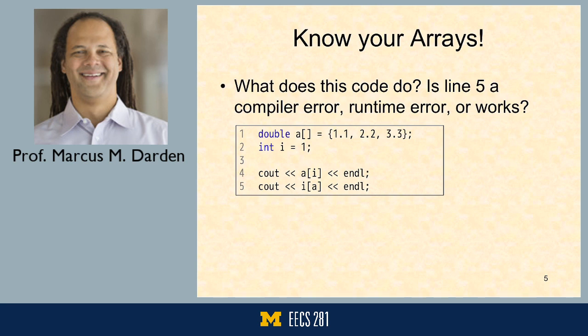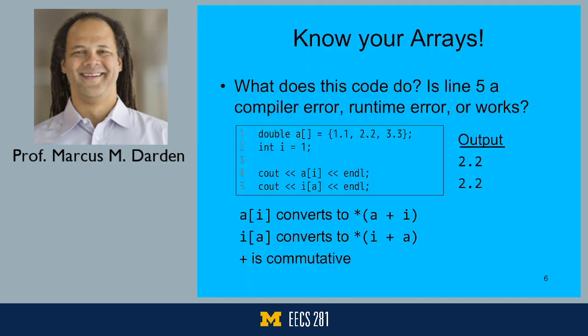Think about that. Turns out, this works. As I mentioned, syntactic sugar: you see here that a[i] gets converted to dereference a plus the offset of i. So if I turn that around and say i[a], it gets converted to dereference i plus an offset of a. And since addition is obviously commutative, a plus i is the same as i plus a, and these both output 2.2. Pretty crazy, I know.